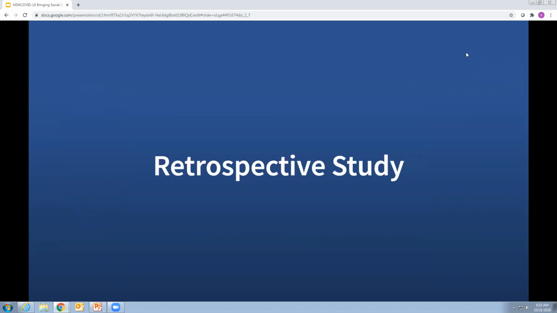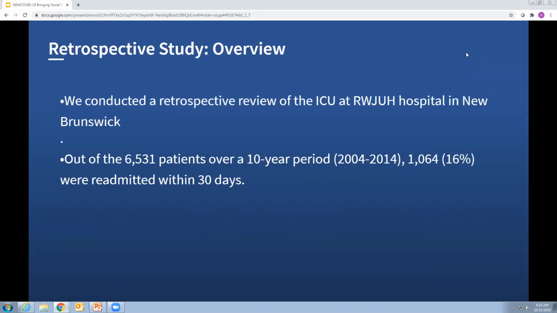Then we moved on to the retrospective study. We wanted to get a sense of what our unit looked like. Who was coming through? Were they having social determinants? We conducted a retrospective review of our patients over a 10-year period from 2004 to 2014. Approximately 6,531 patients were admitted to our ICU. And over that period of time, 16% of individuals were readmitted in 30 days.